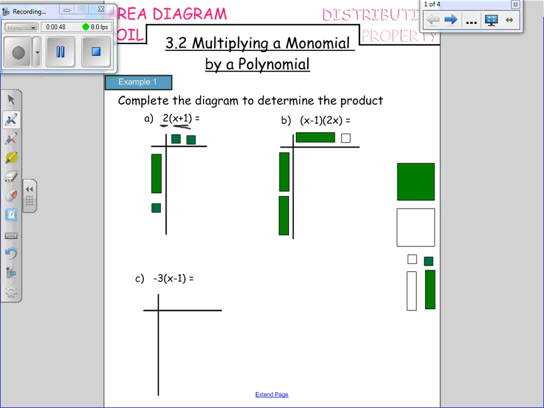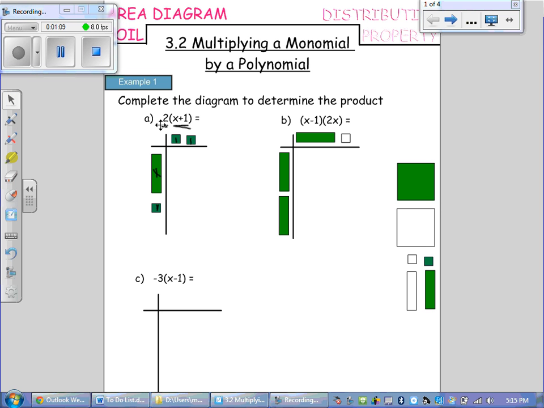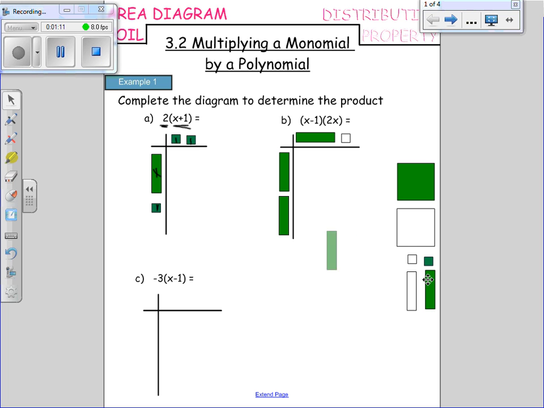The single blocks here and here represent just 1. So on the top we have 1 plus 1 is 2. That's our monomial. And on the side we have 1x, and we have a 1. That represents our binomial that we have in the brackets. If we multiply these in, we see an x goes there, and an x goes there, and single ones come in here.